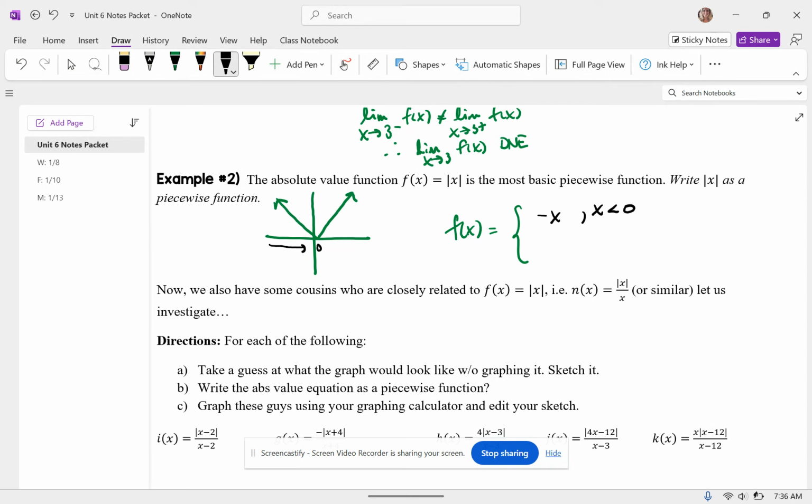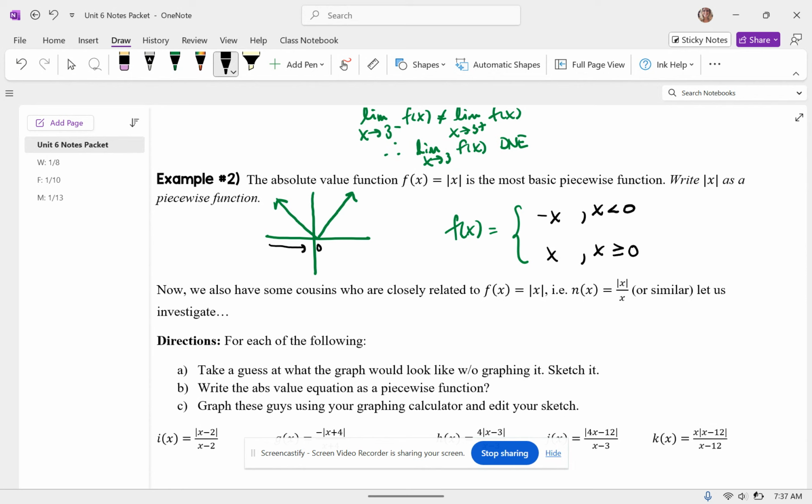Then 0 is defined in the function. You just have to pick which piece you want to put it in. It doesn't really matter. It's your choice. So I'm going to put it in the second piece just because x is greater than or equal to 0. And then the equation would just be a positive x. Do you just pick one to be included? Yep, it literally doesn't matter.